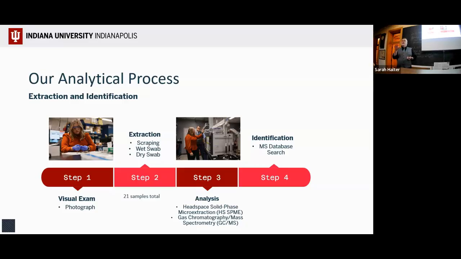You may have even heard this mentioned on TV. It's a pretty popular instrument. It also is fantastic at analyzing things that are volatile and giving you a pretty good idea of what their identification is. So we started with just looking at it, taking photos, scraping debris off the top, and then using just swabs.